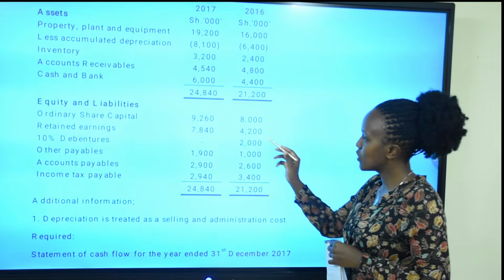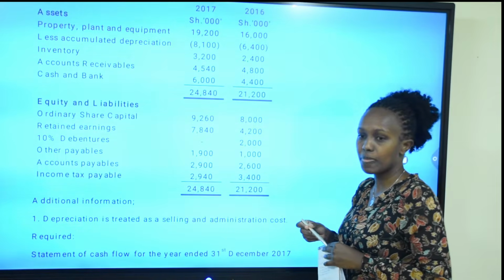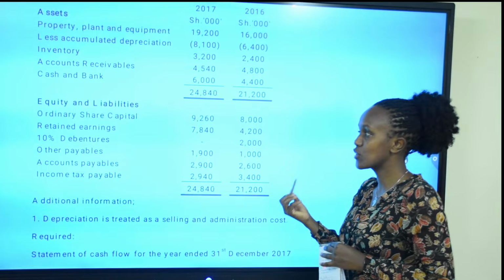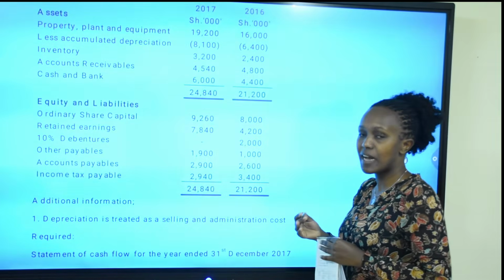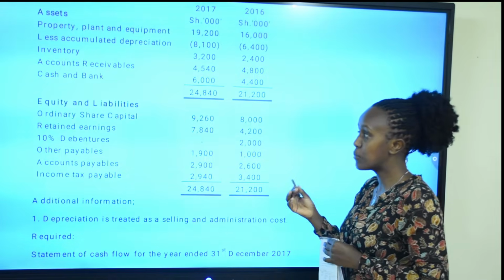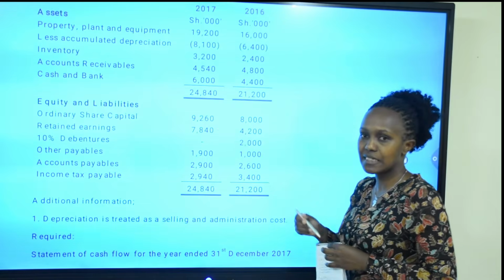The ordinary share capital has increased by 1,260. That means that there was an issue of shares. Shares were issued to the public, and we received an amount of money equal to 1,260, which is the proceeds from the issue of shares. That is why the share capital has increased.